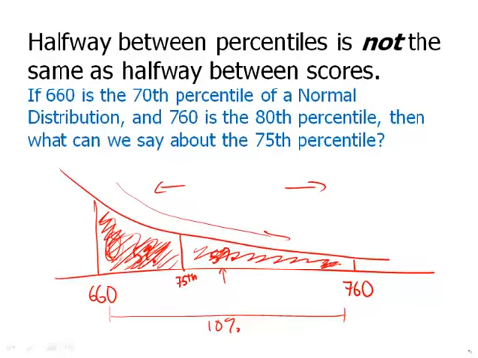And notice that this is lower than the score right between them. So the score right between them would be 710, exactly between 660 and 760. And so the 75th percentile has to be lower than 710. So again, this is a very subtle problem, but this could come up on some of the more difficult math questions on the GRE.